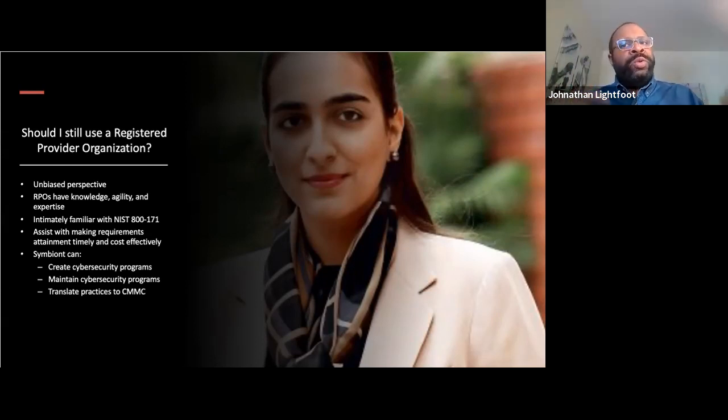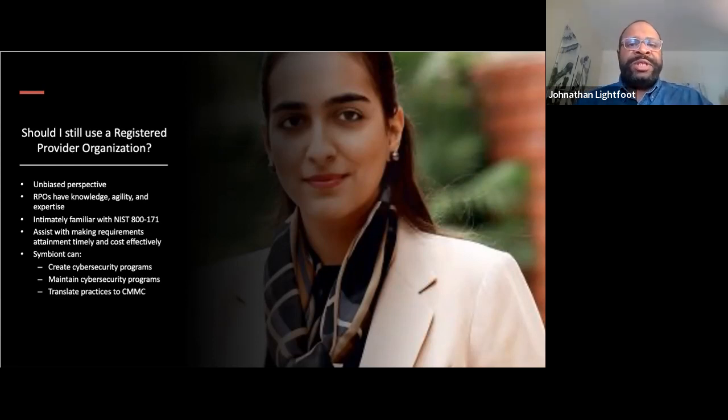Except we don't really investigate a lot because it's our environment. We know our environment. So it's good to have an RPO come in, because they don't know your environment. They're able to look at the standard and say, okay, let's work with you to see where you may have missed something, or maybe even misdefined something.